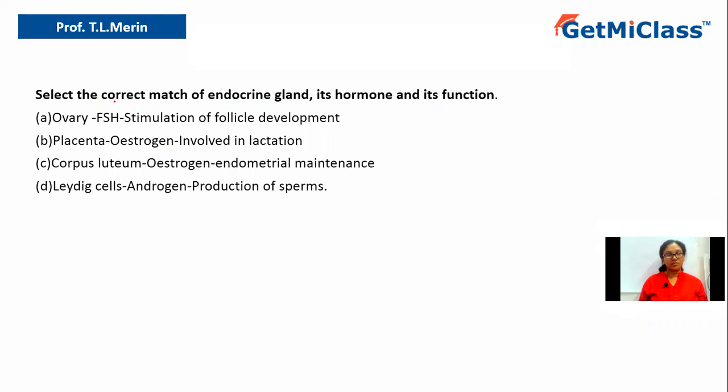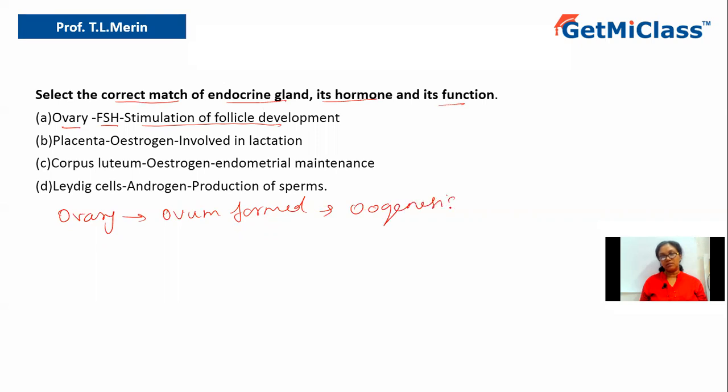So the question says select the correct match of endocrine gland, its hormone and its function. So let us look at option one. Option one says ovary, FSH, stimulation of the follicle development. So what are ovaries? There are two ovaries present in females, and these are necessary for the formation of ovum. This is called oogenesis, so oogenesis occurs in the ovary.